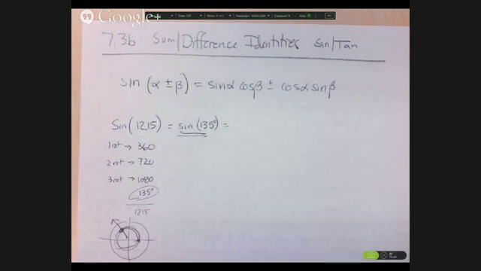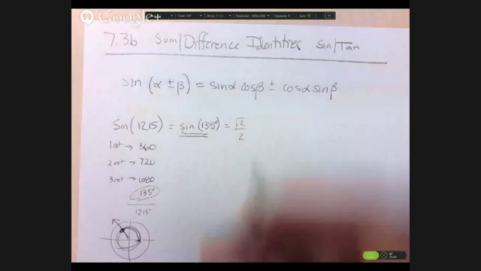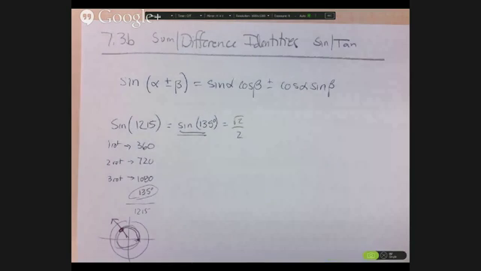Is 135 in the book, in the table on 305? It is, it is in there. So we didn't have to use the identity for that one. Poor planning on my part, I guess.